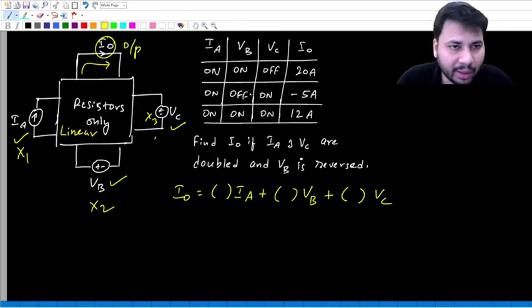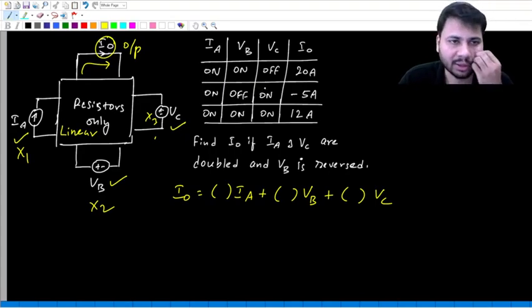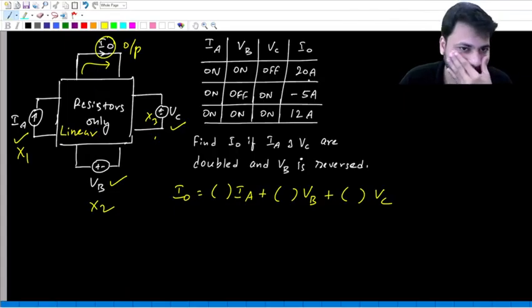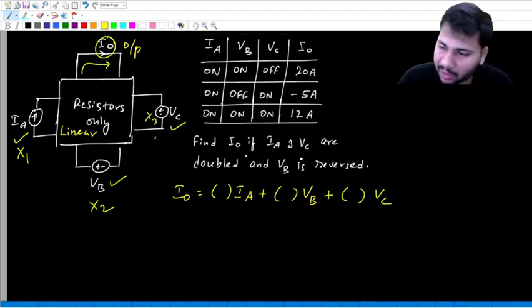And here a table is given. There are three different cases. In each case, some sources are on and the other sources are off, and the value of I naught is also given for each and every case. Now the question is this. Please read it carefully. Find I naught.